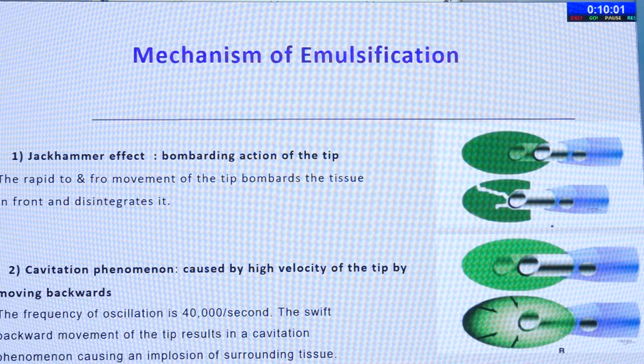So basically, there are two mechanisms by which emulsification happens. One is the jackhammer effect, that is a bombarding action of the tip. So it is a rapid to and fro movement of the tip, like we can see in this diagram here, which disintegrates the nucleus.